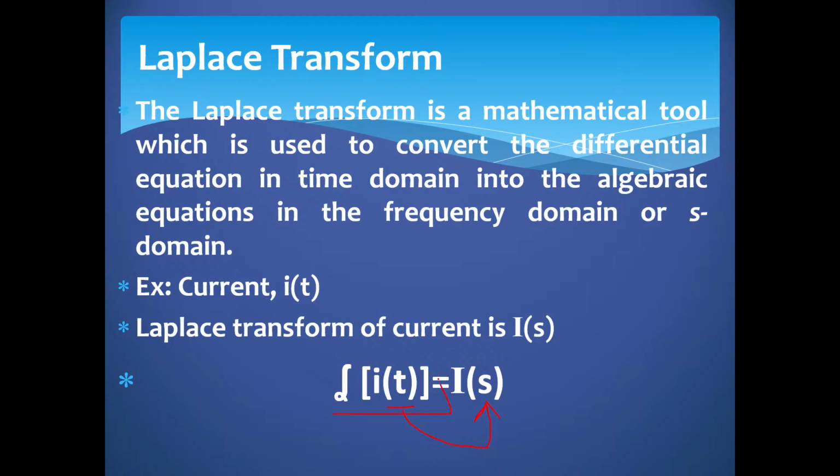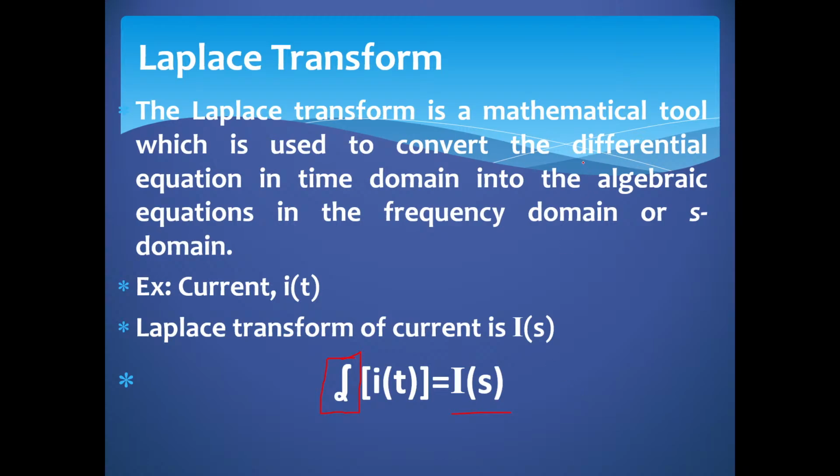So if you have time domain terms, you can convert them into Laplace form, meaning the terms which vary with respect to frequency, by simply using this symbol. This is the symbol of Laplace. So Laplace of I of t, you will get I of s. I hope you have understood.